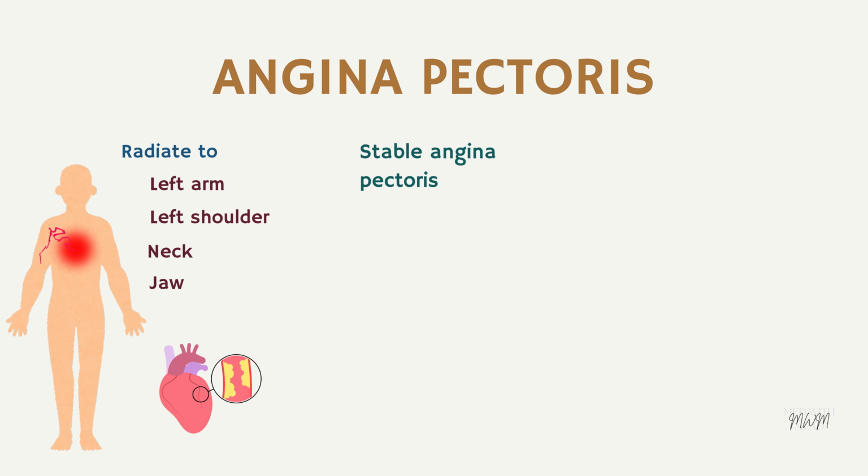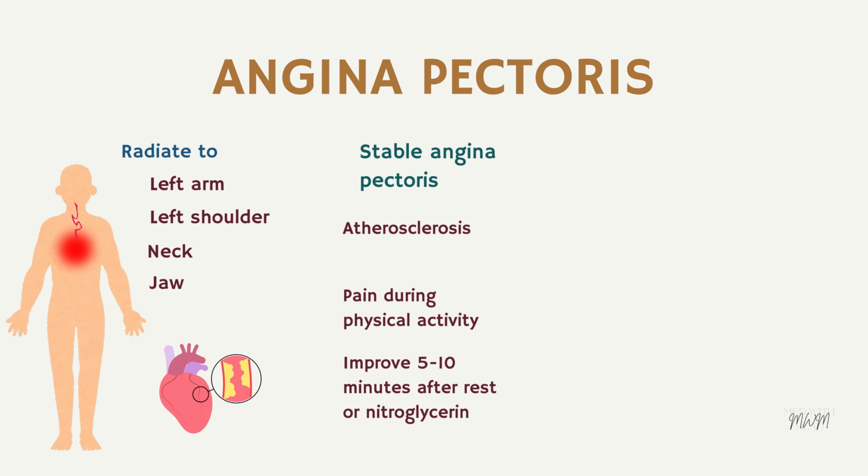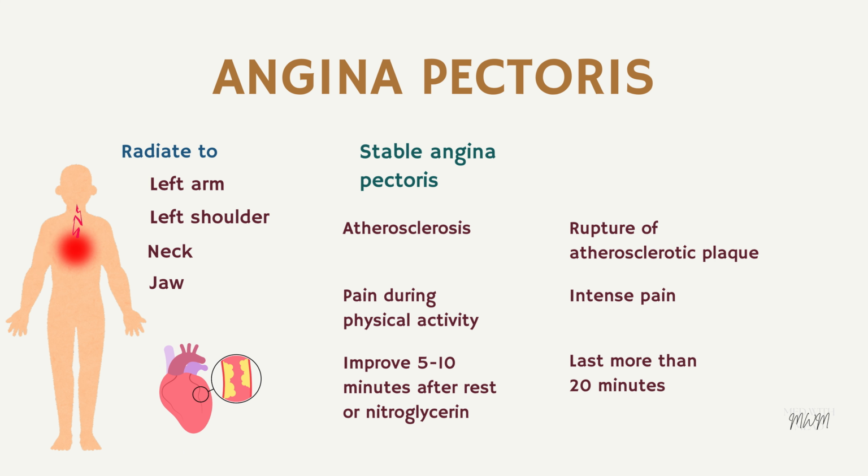Stable angina usually results from atherosclerosis, which is the gradual buildup of fat plaques in the coronary arteries. The pain typically appears during physical activity or stress and disappears within 5 to 10 minutes of rest or after getting nitroglycerin. But when that plaque ruptures and blood flow suddenly drops, the pain becomes more intense, lasts more than 20 minutes, and can even appear at rest. That's what we call unstable angina, which is part of the acute coronary syndrome. If the ischemia continues long enough to cause actual death of the myocardial cells, it becomes myocardial infarction.